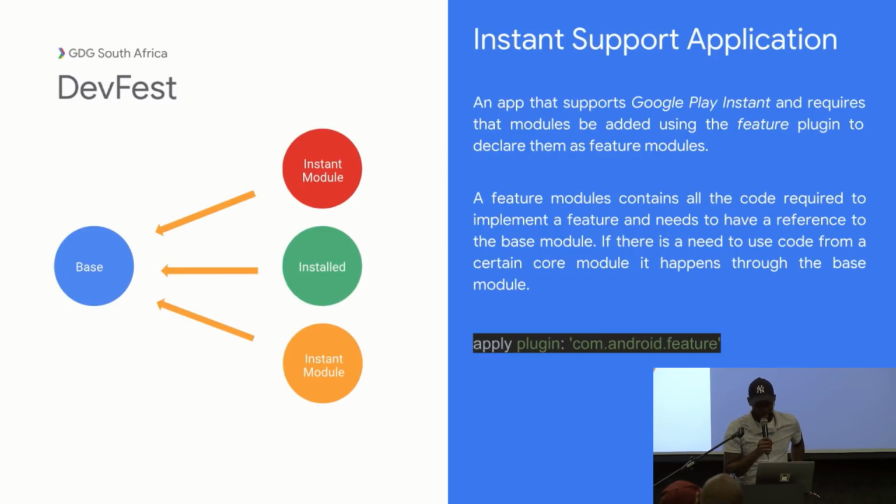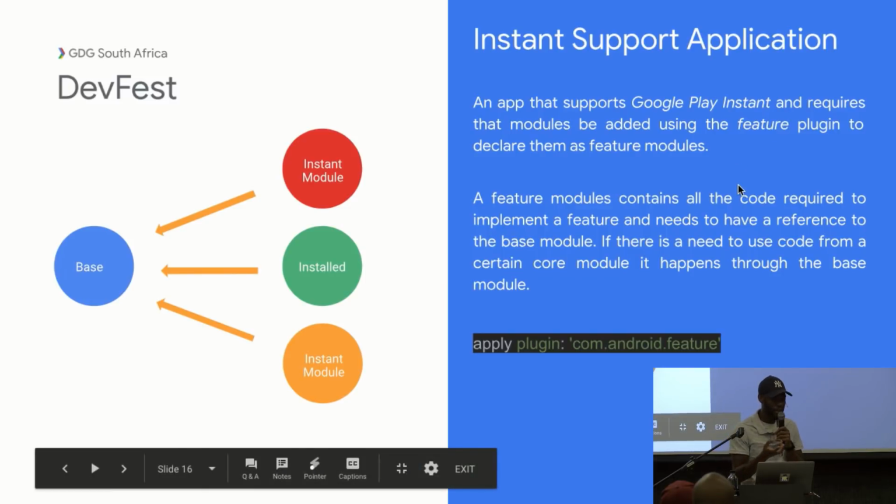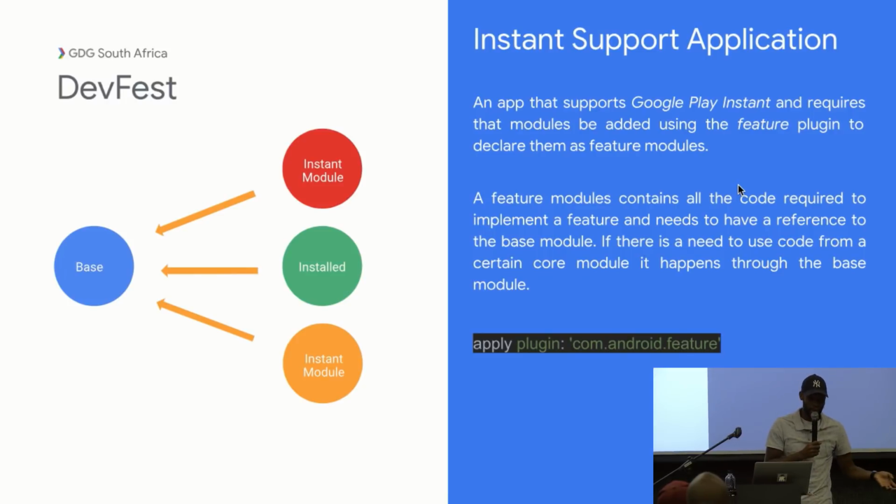It requires that modules be added to use the feature plugin to declare them as features. So hopefully we can get to the demo, then I'll show you how to actually do it, and it would explain it much clearer. So an instant application, in summary, is an application that actually supports instant applications.